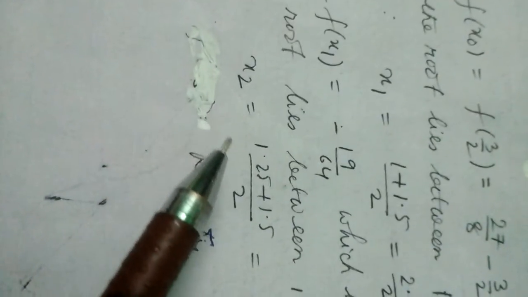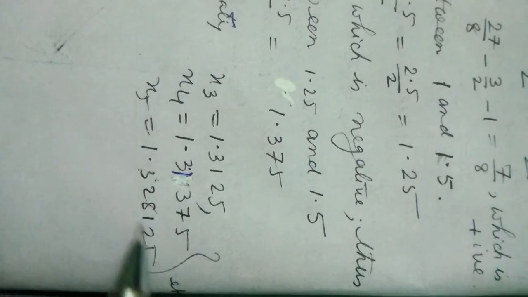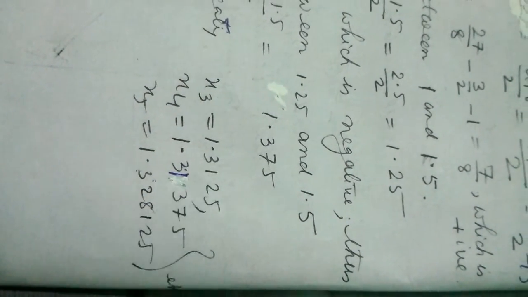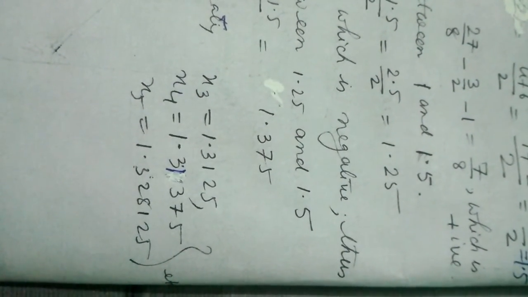In this way you go on doing, x2 is equal to this one and do the function of x2, and in this process you repeat the process. x2 is given, x3 is this, x4 is this, x5 is this. So you can take any value, 1.31. So the value of the real root is 1.31. So you can get it. Okay.